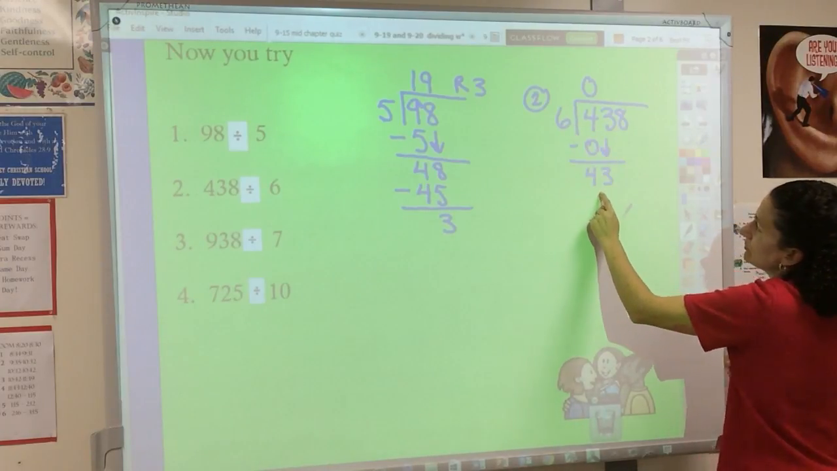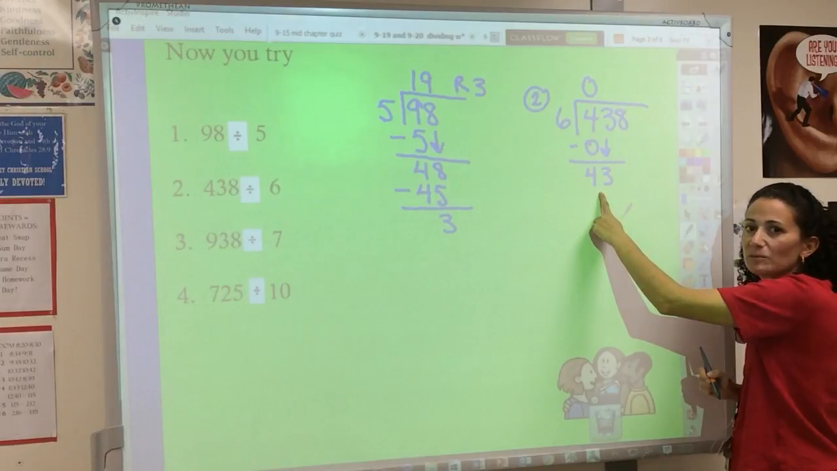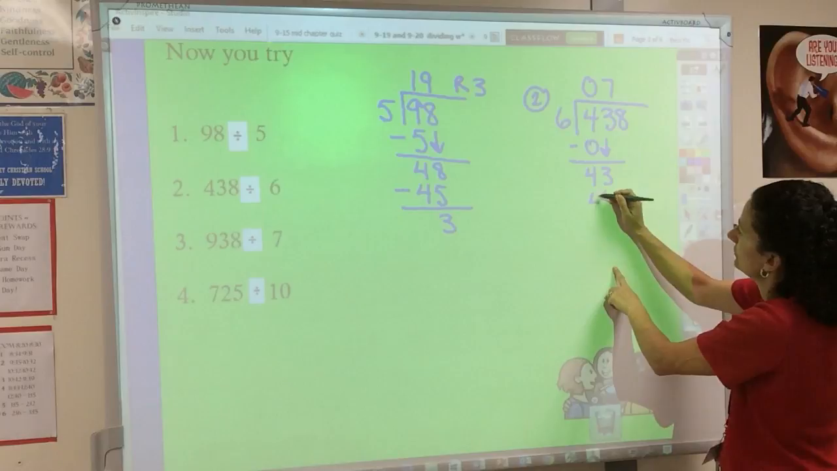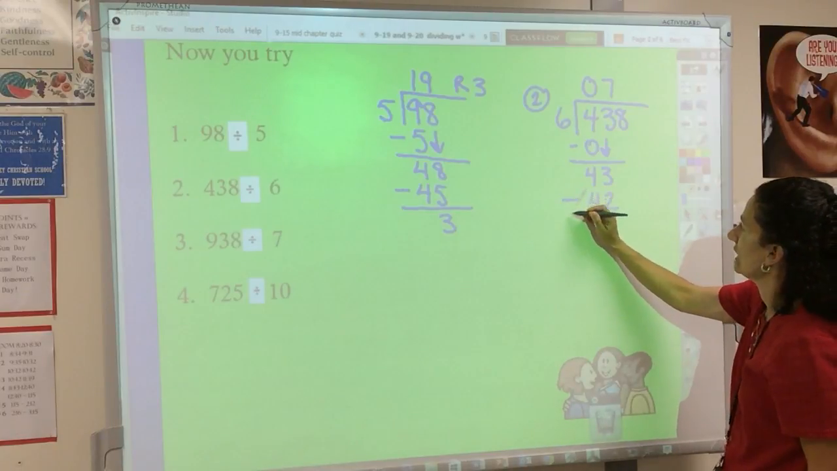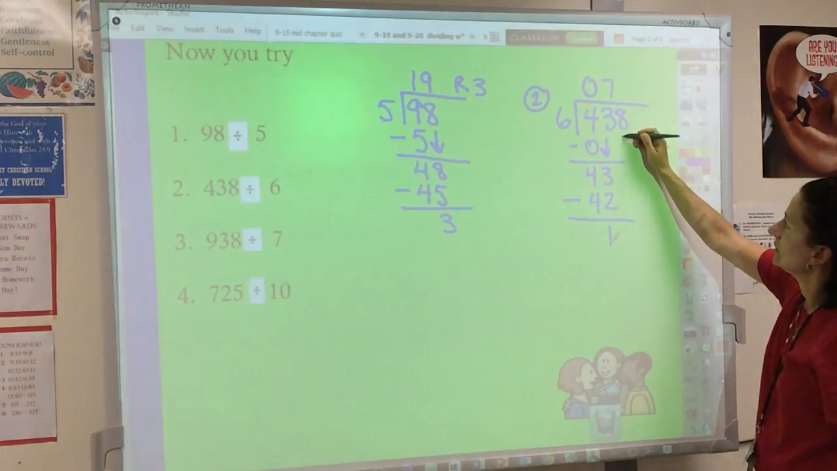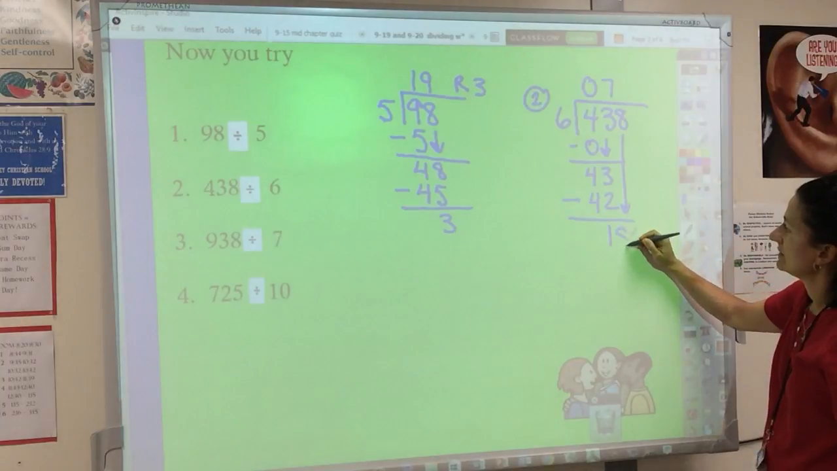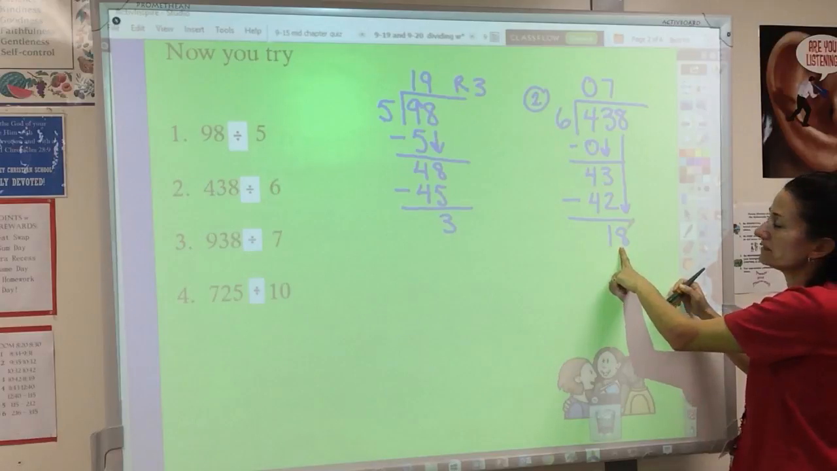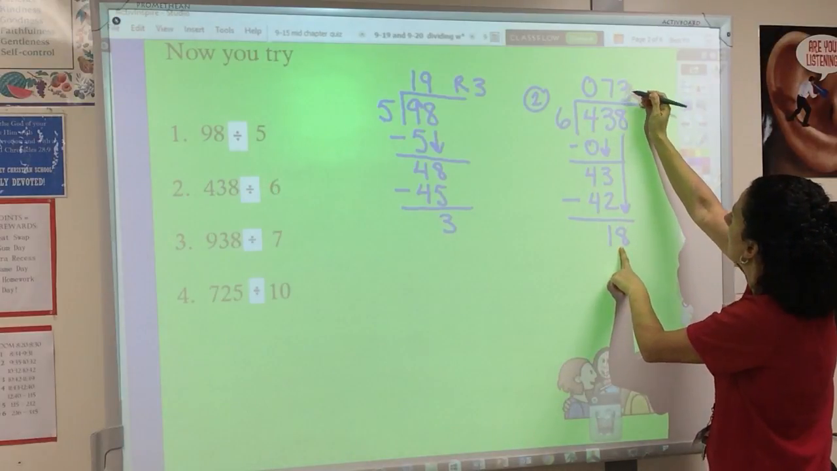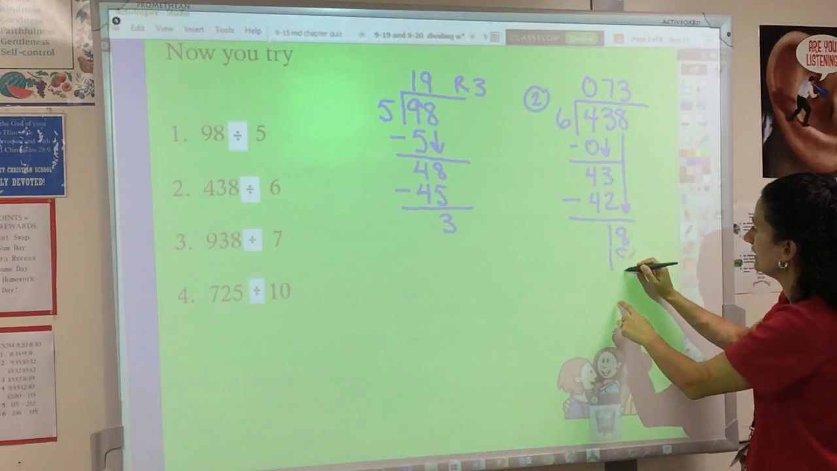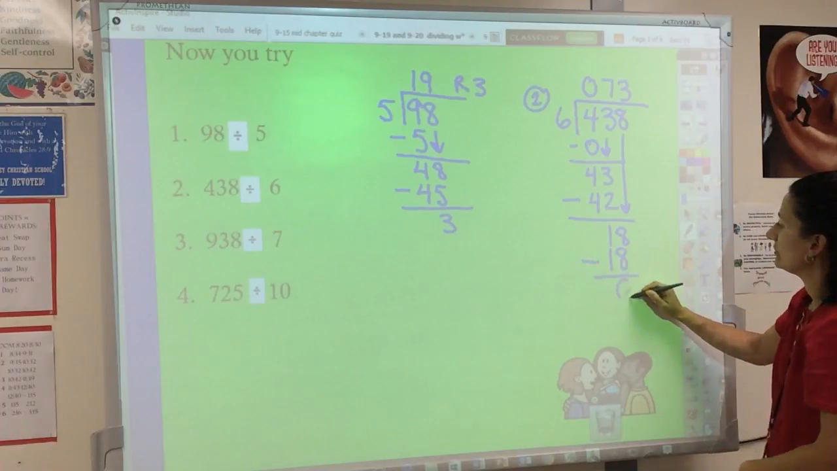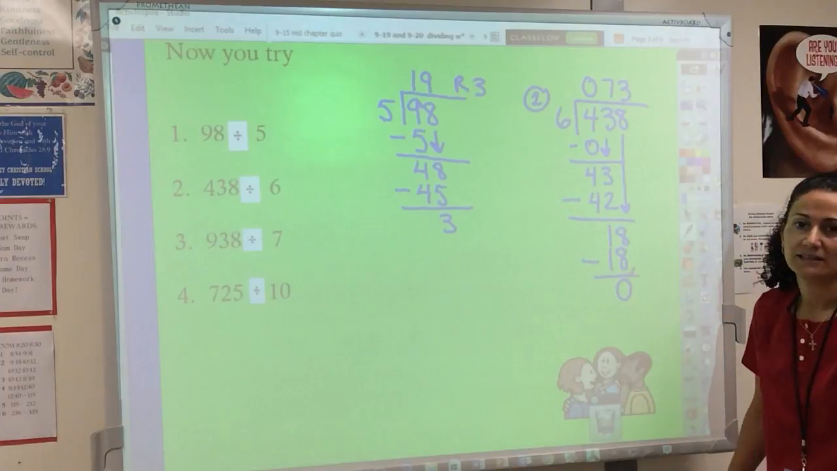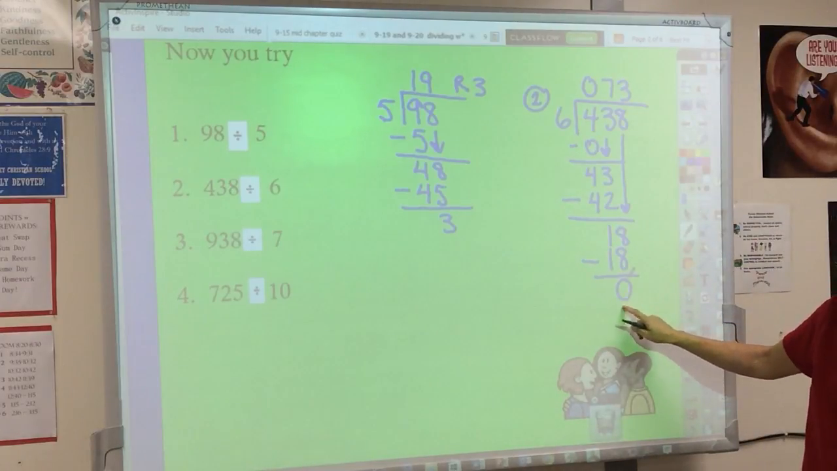Okay, divide 6 into 43. Think of your 6 times tables. That is 7. Because 7 times 6 is 42. Now I subtract, and I get 1. Bring down that 8. Divide 6 into 18. Think of your 6's. 6 goes into 18 3 times. Because 3 times 6 is 18 exactly. I have a remainder of 0 here. So I don't need to write remainder anything. I have nothing left over.